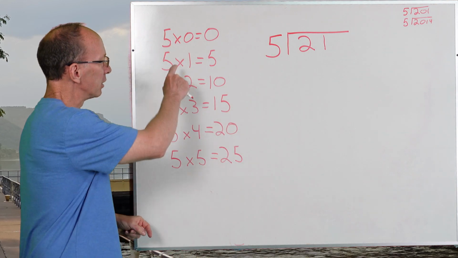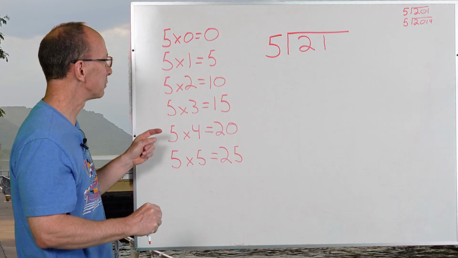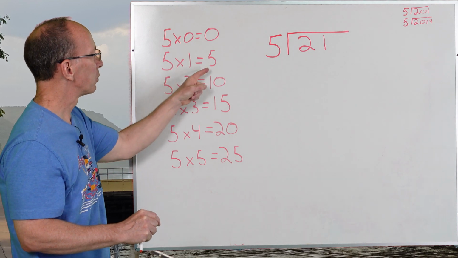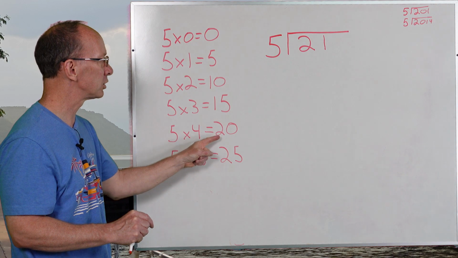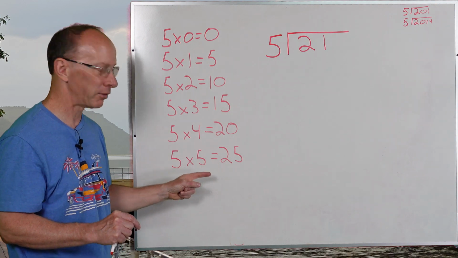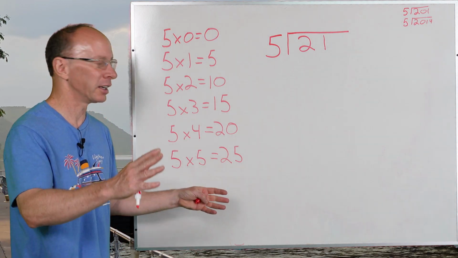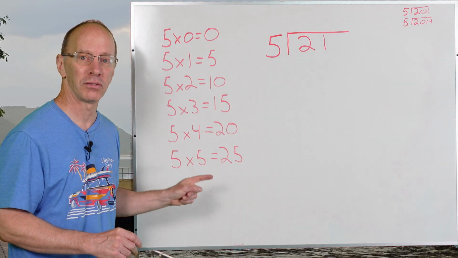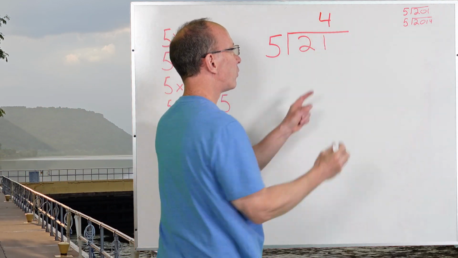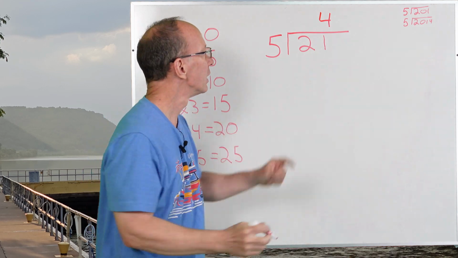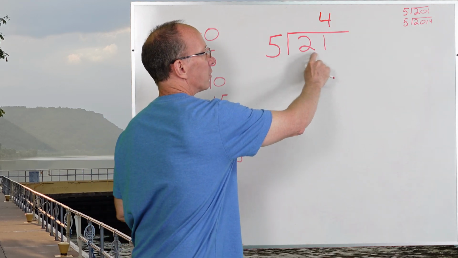So let's move over here and take a look at our multiplication problems I wrote down. 5 times 1 is 5, 5 times 2 is 10, 3 is 15, 5 times 4 is 20, 5 times 5 is 25. 5 times 5, too much, too big. So we need to stick with 5 times 4. So let's go ahead and put 4 right here. I put 4 right above the 1. Since I'm dealing with this whole number right here, 21.